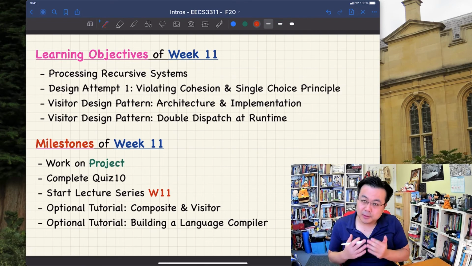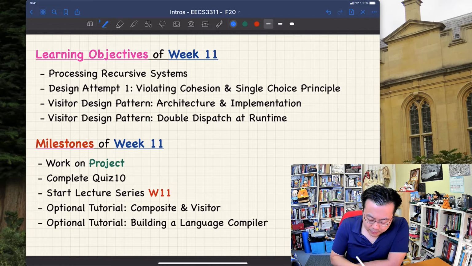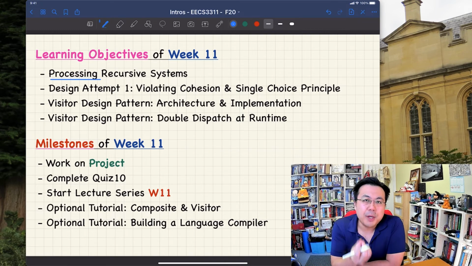Let's talk about learning objectives very quickly. I already spoke about them. So number one, we're going to think about the problem of processing a recursive system rather than just building it. The composite design pattern is about how you can build and structure a recursive system. And the visitor design pattern that we talk about this week is to think about how you can process recursive systems using various operations.